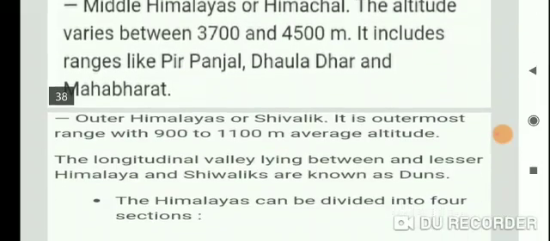Next, Outer Himalayas, or Shivalik. It is the outermost range with 900 to 1100 meters average altitude. The longitudinal valleys lying between the Lesser Himalayas and Shivalik are known as Duns, with names like Dehradun, Kotli Dun and Patli Dun.